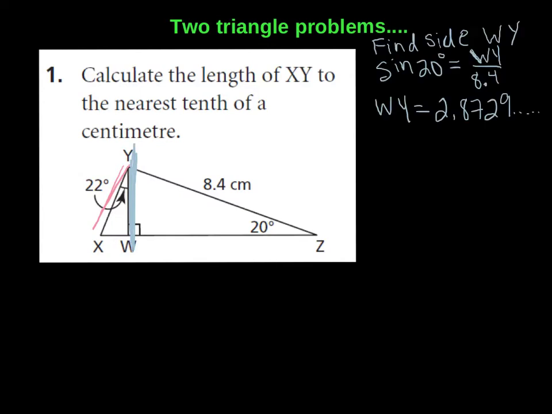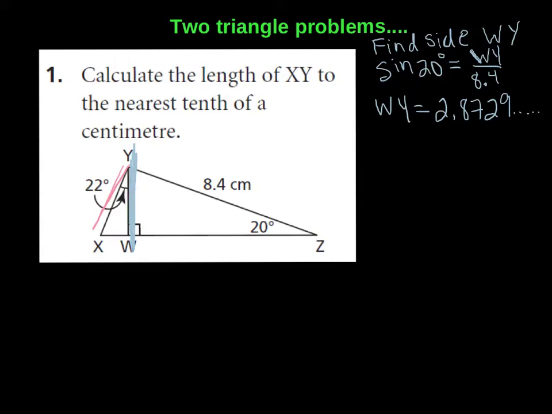All right, so hopefully you took the chance to figure out YW, side YW or WY, on your own. So that's this line right here. And what I did was I used this length right here, which is the hypotenuse of this bigger triangle, and I used this angle here to find the opposite side. So that told me that I needed to use the sine ratio.